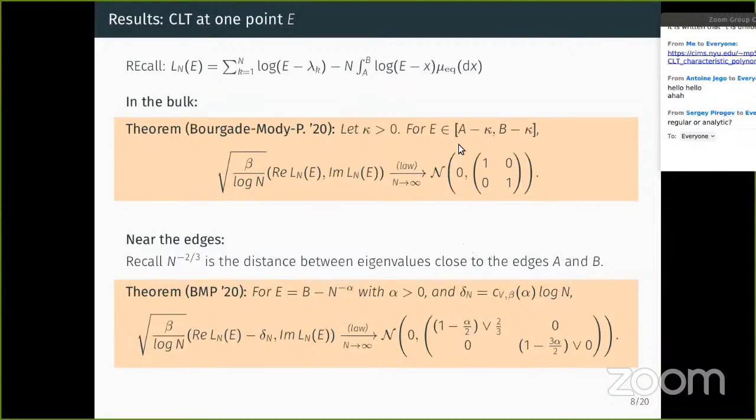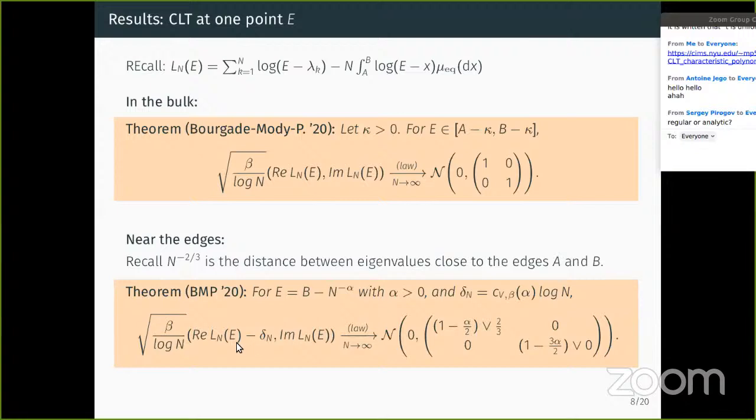Okay, now you can do the same, but taking e close to the edge. So, let's look at the regime where e is close to b. So it's of the form b minus n to the negative alpha, where alpha is some positive number. Then what you expect is that there is a transition when alpha starts being larger than 2/3, because n to the negative 2/3 is the typical distance between eigenvalues close to the edge.